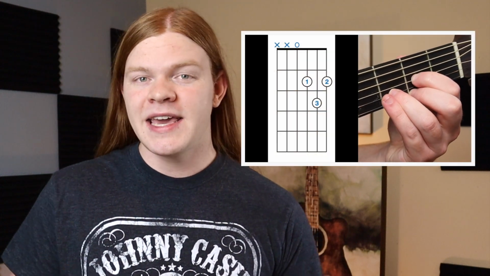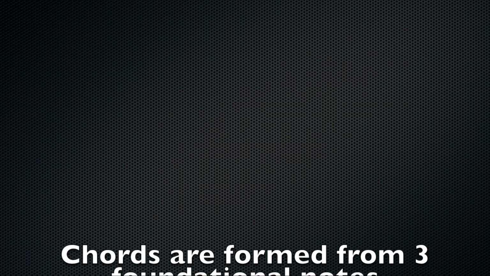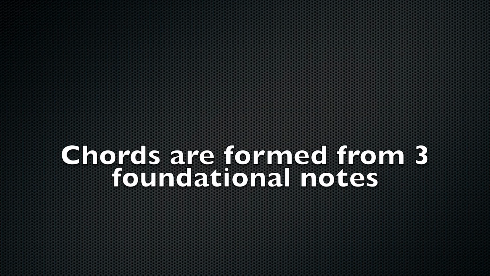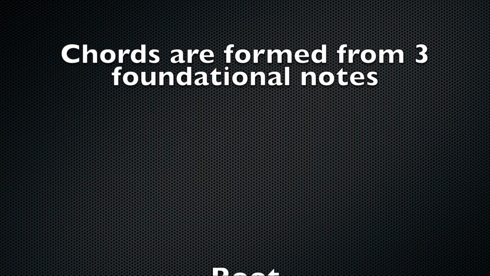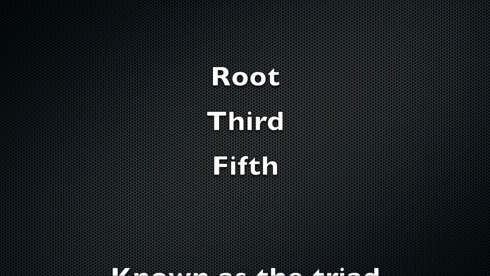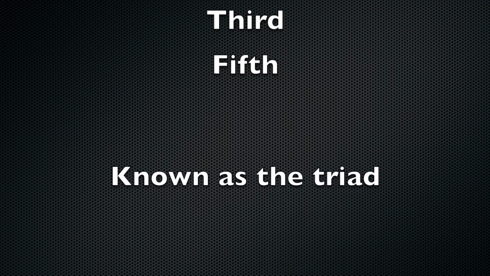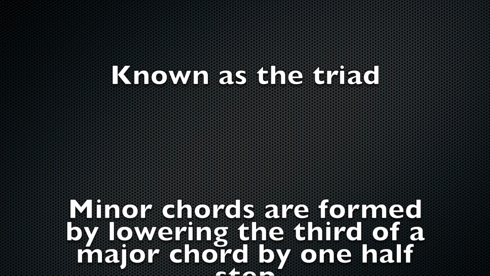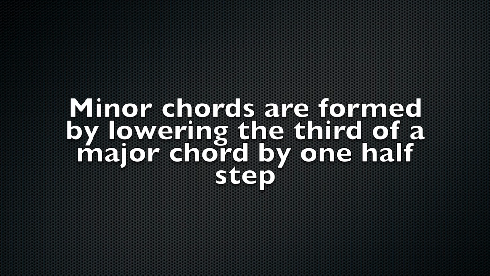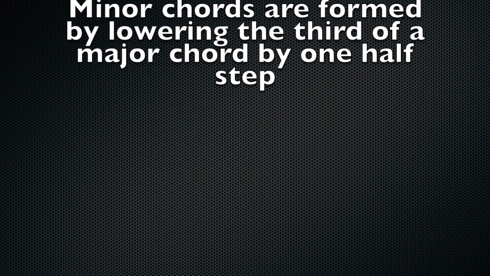We've already learned the D chord, otherwise known as the D major chord. Now we're going to learn how to play the D minor chord. Recall that chords are formed by a foundation of 3 notes: the root, the third, and the fifth. Once again, this is known as the triad. Also, remember a minor chord is formed by lowering the third of a major chord by 1/2 step. With this information, let's learn the D minor chord.